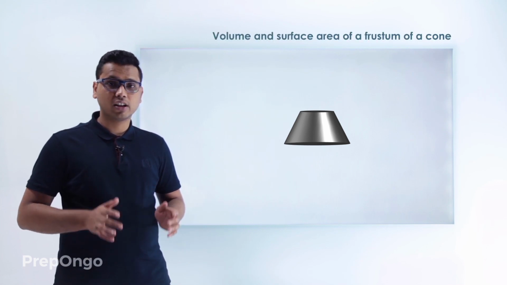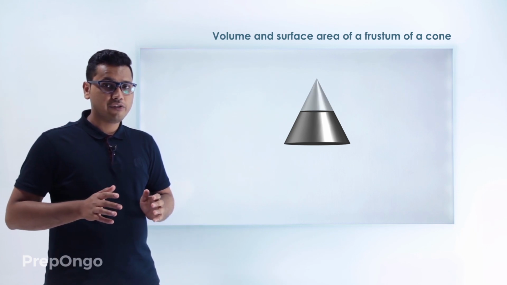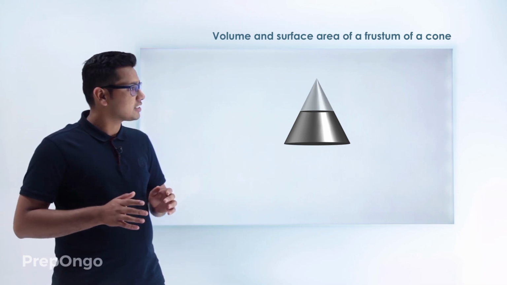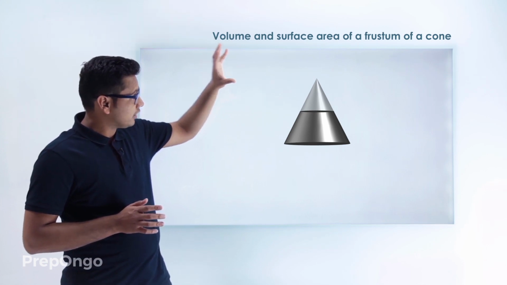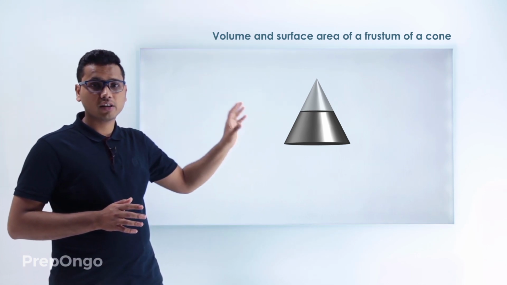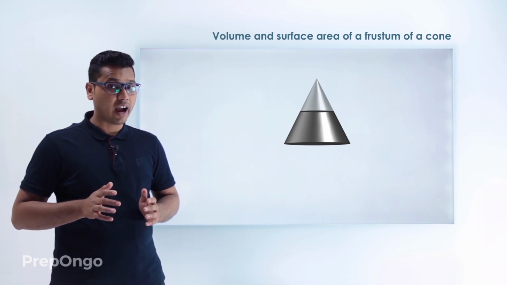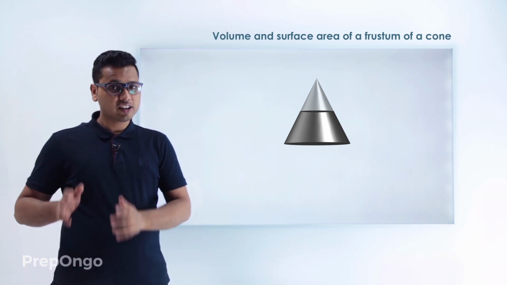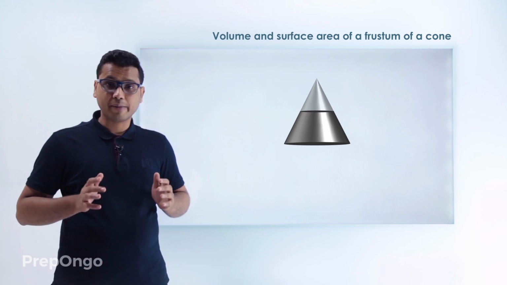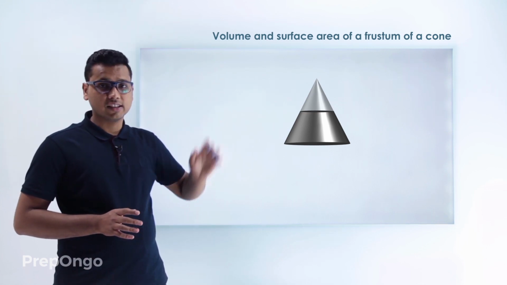So let us try to find out the volume and curved surface area of this frustum of a cone. Now for that we can easily find out by subtracting the volume and curved surface area of this smaller cone from the bigger cone, and we can easily get the values of volume and surface area of this frustum of a cone. Now for that we need to have the dimensions first. So let's give the dimensions to all these terms.